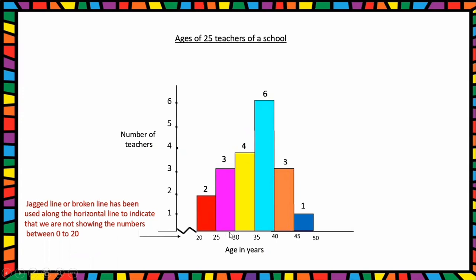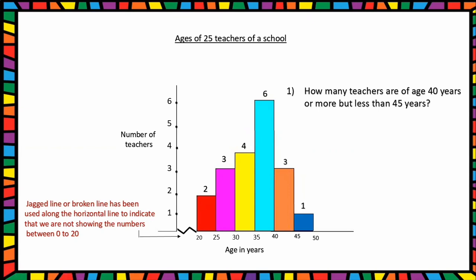Then 25 to 30, 3 are working. 30 to 35, 4 are working. 35 to 40, 6 are working. 40 to 45, 3 are working. 45 to 50, only 1 is working. Now we can answer some questions.